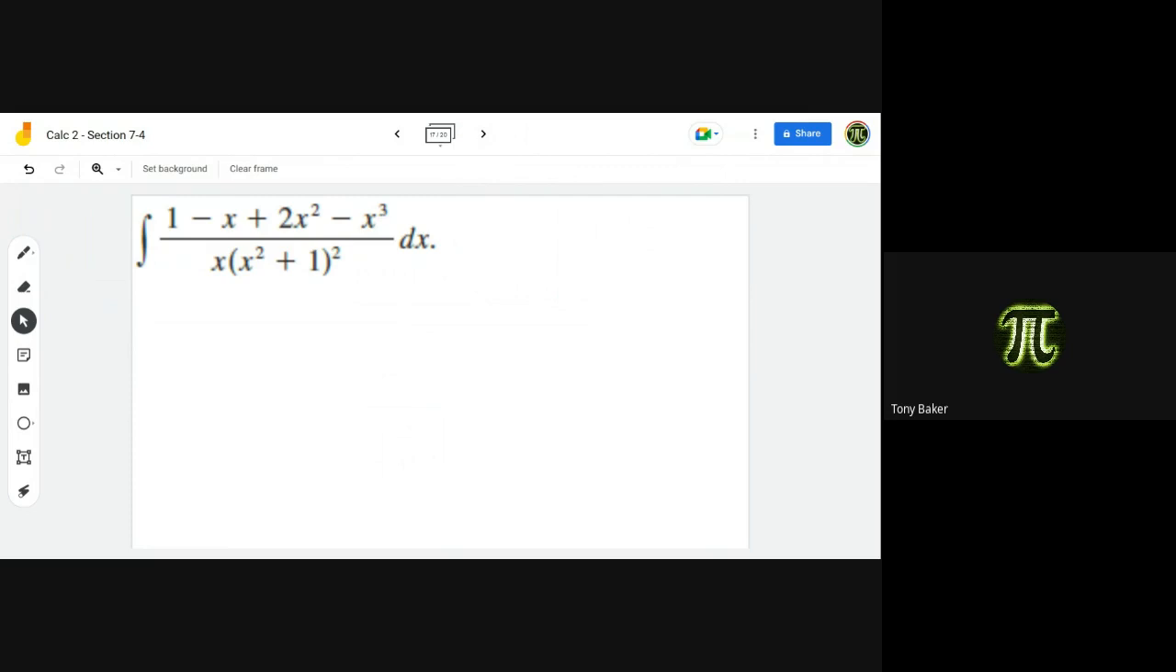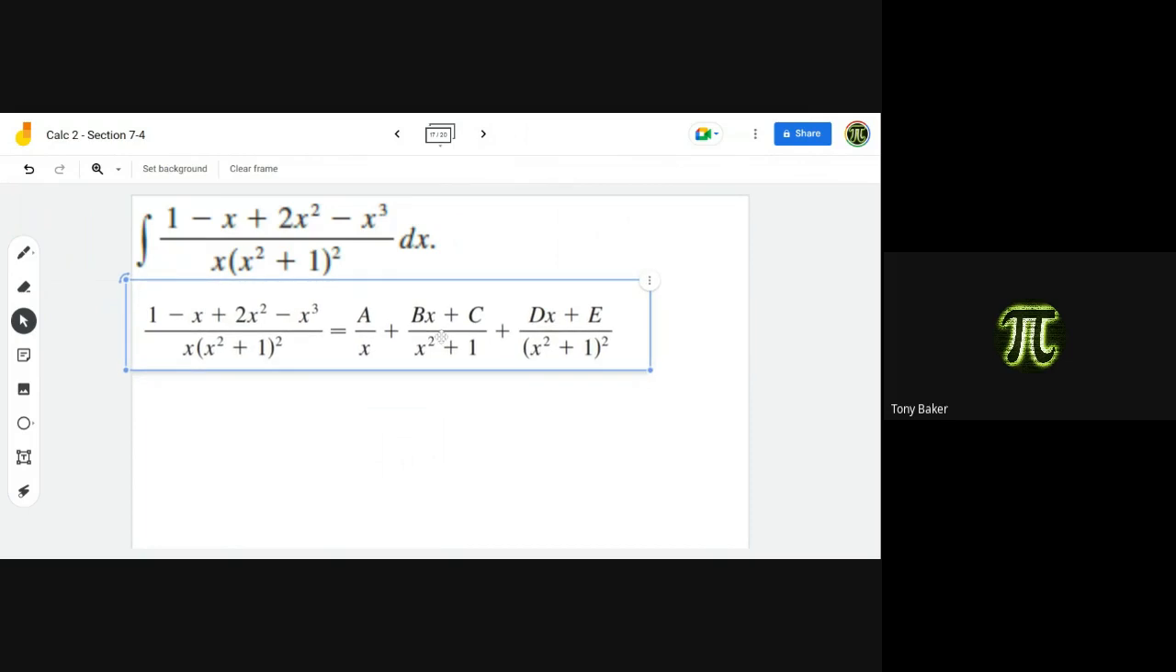Just write down what the fractions would be with the ABCs and stuff like that on top. Write that step down for this one. What do you think that would be? That's what you should have got. Yeah, that's normal.